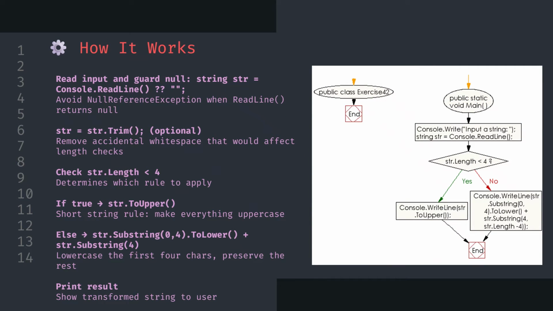Step by step, we safely read and optionally trim the string. Check its length, then branch: either uppercase the whole string if it is the short case, or lowercase only the first 4 characters and append the tail. This is a single-pass logical flow, though substring and ToLower do allocate new strings, and it is easy to test. If you need culture-independent behavior, consider ToLowerInvariant or ToUpperInvariant for consistent results across locales.